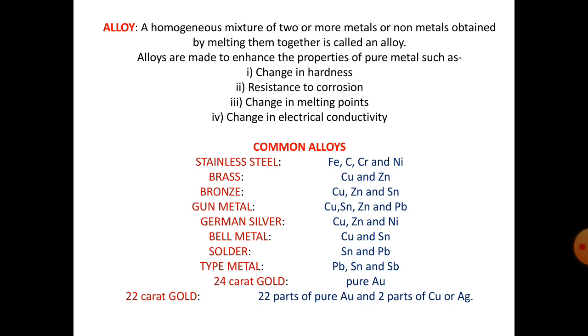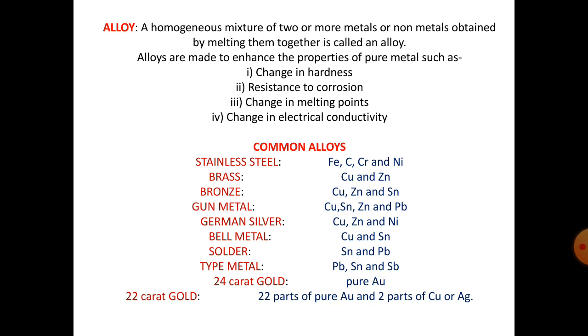Now, there are some common alloys, and you have to remember their constituents. One is stainless steel. The main constituents of stainless steel are iron, carbon, a little chromium, and nickel. Brass: copper and zinc. Bronze: copper, zinc, and tin. Gunmetal: copper, tin, zinc, and lead. German silver: copper, zinc, and nickel. Bell metal: copper and tin. Solder: tin and lead. Type metal: lead, tin, and antimony.